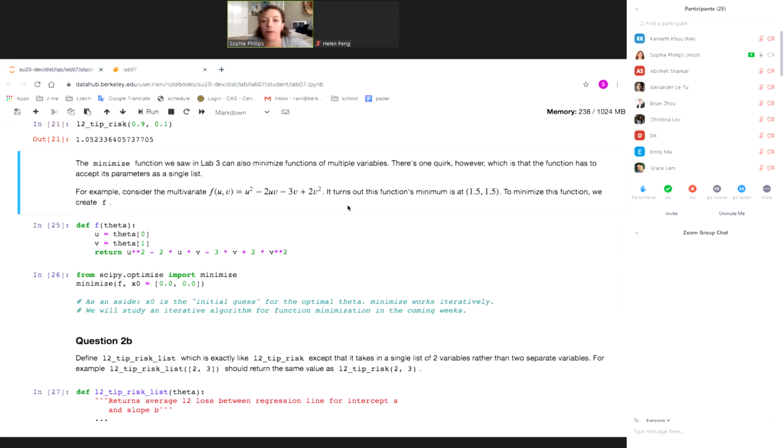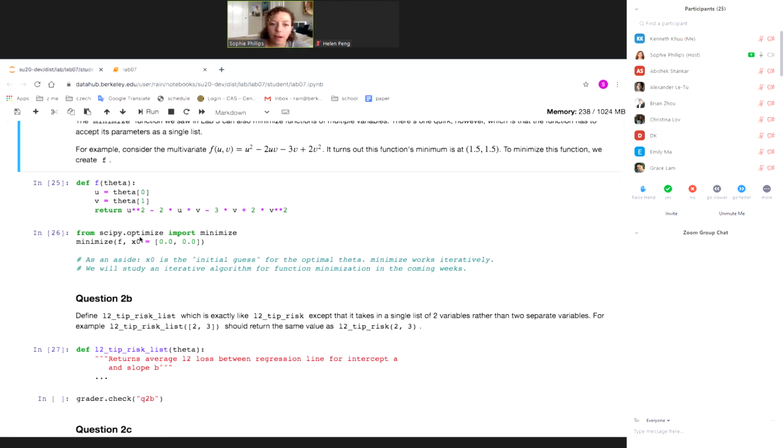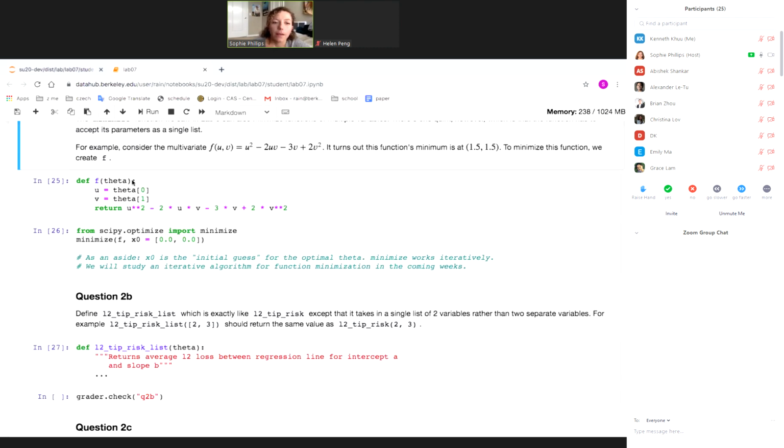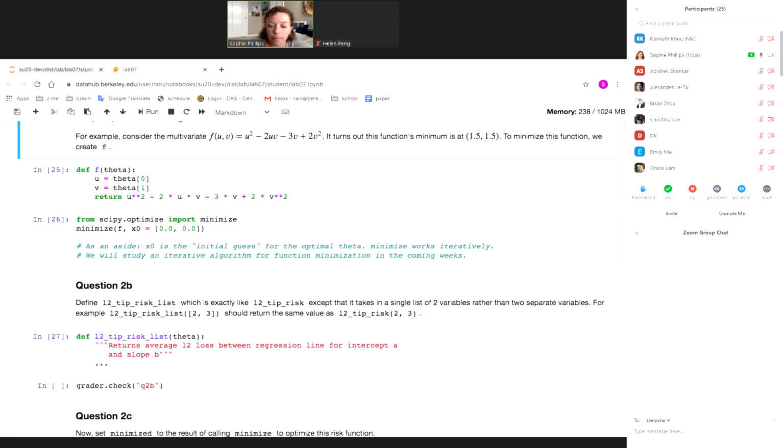we would need to translate this function to a function of one variable, but then we could just extract these other parameters in a list, where theta is a list. And once you have it in this form, you can run scipy minimize on it.